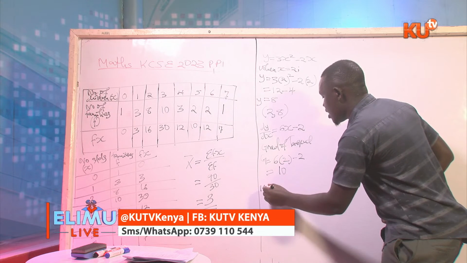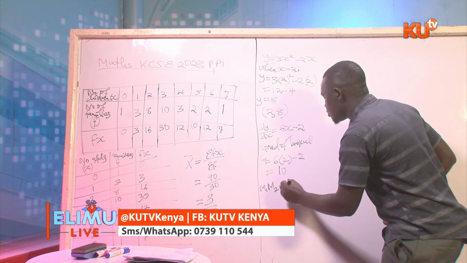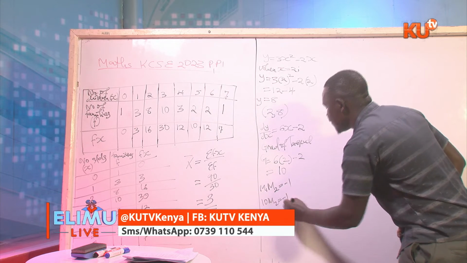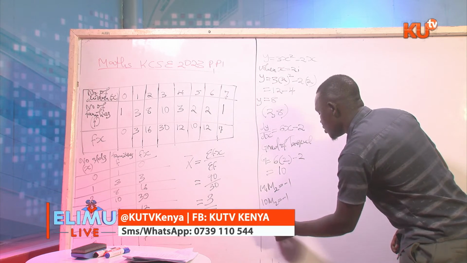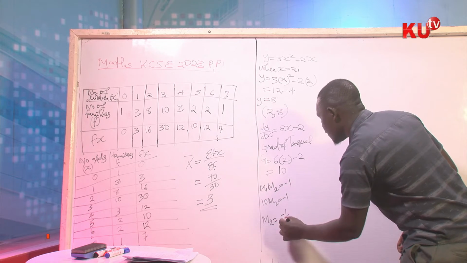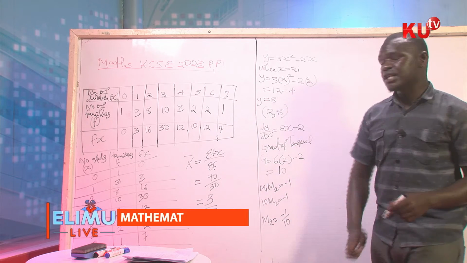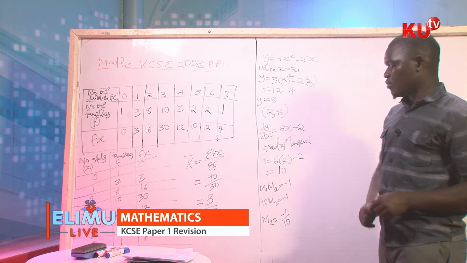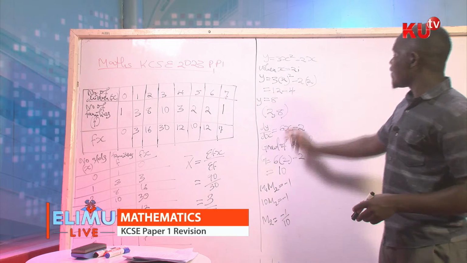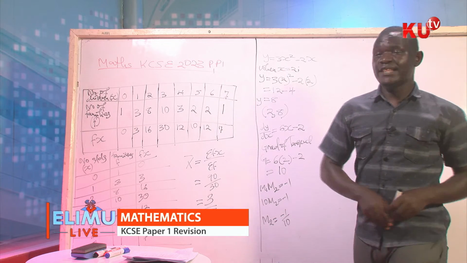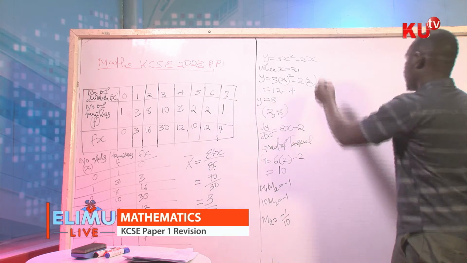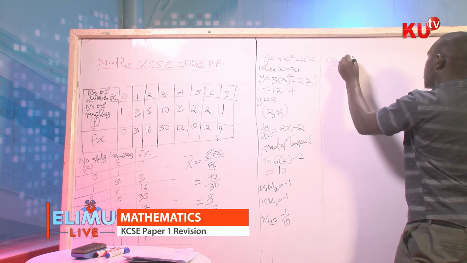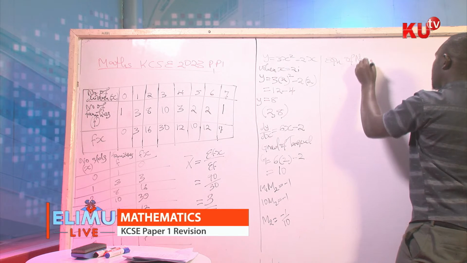That means m1 times m2 equals to -1. So that is 10 m2 equals to -1. When I make my m2 the subject of the formula, it will be -1 over 10. And this m2 I've gotten now here is the gradient of the normal. This is now the gradient of the normal. Having the gradient of the normal and the point here, we can now easily get the equation of that normal.